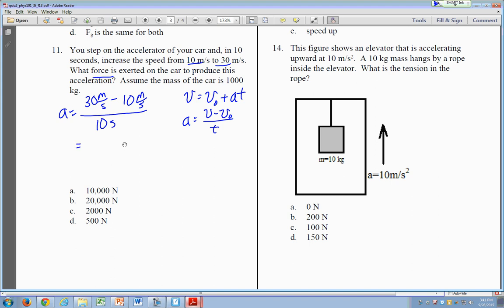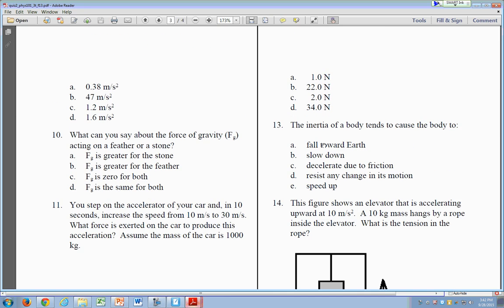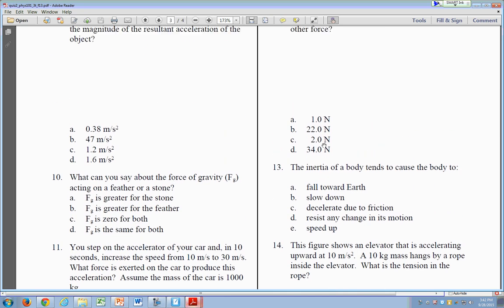So that's 20 over 10. That's 2 meters per second squared. That's my acceleration. And then I want to know the force. That's just F equals ma. Here's my mass. Here's my acceleration. So C is the right answer. Pretty simple, right? You'll see some very simple stuff like that. But it's only simple if you know how to do it, right? If you don't know how to do it, then it's not that simple.